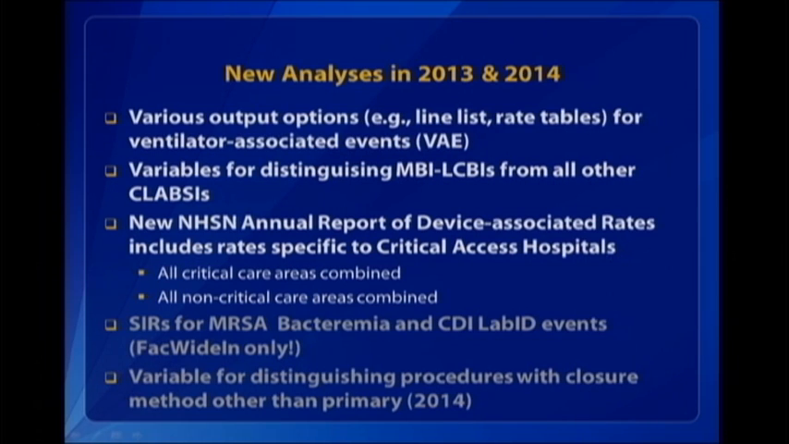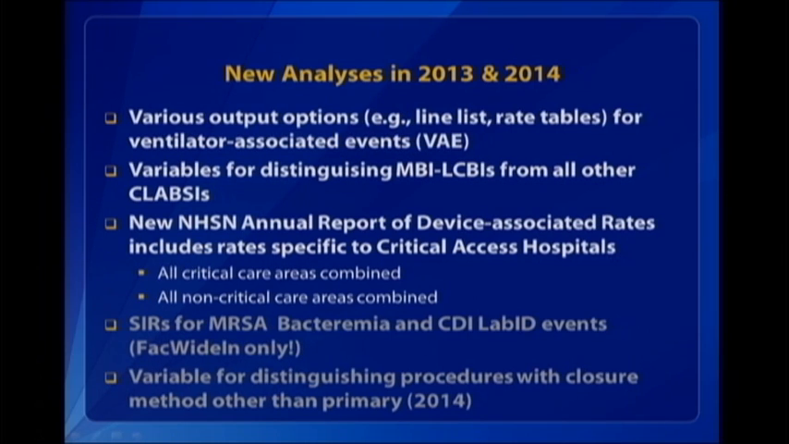The new NHSN annual report of device-associated rates that was published in December, for the first time, included rates that were specific to critical access hospitals. It's something we had gotten a lot of questions about from our critical access hospital members. They wanted to know, are my rates included with all the other acute care hospitals? And so we decided, let's take a look.